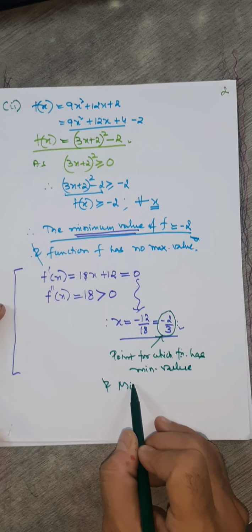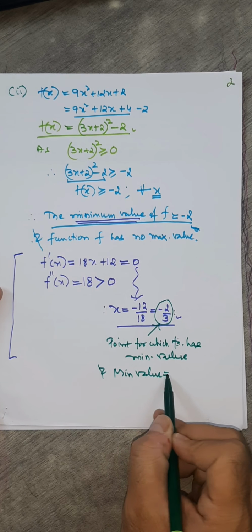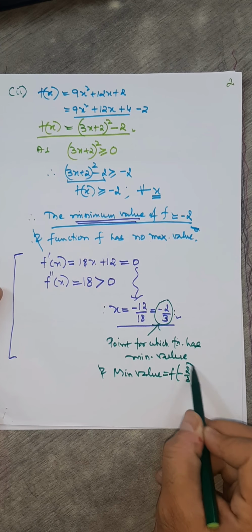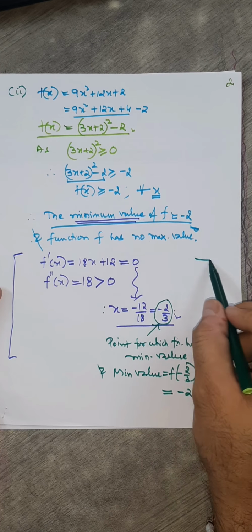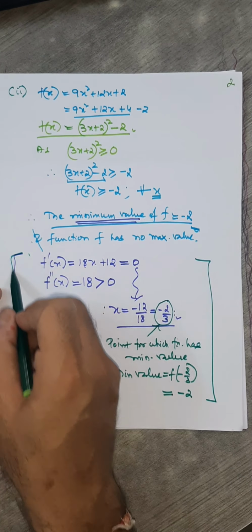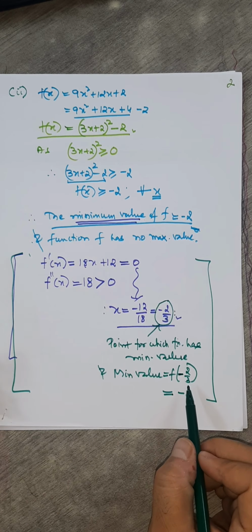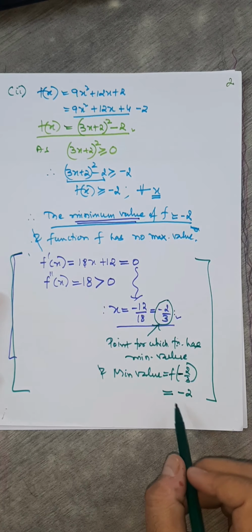And what is that minimum value? How do you get that minimum value? Minimum value equals to, put this into the function, f of minus 2 by 3. You can just simplify, you will notice that it will be minus 2. You can just put this one in the function, right? I leave it for you. Put minus 2 by 3 where? In the function. Here or here. You will get the minus 2.